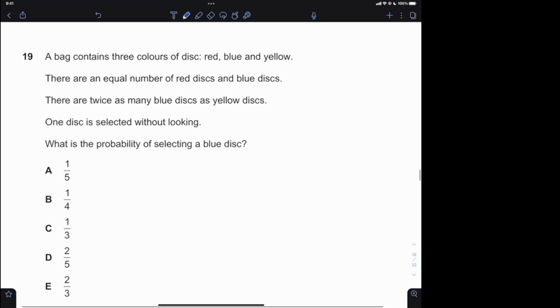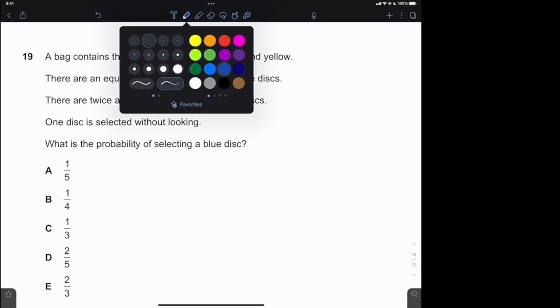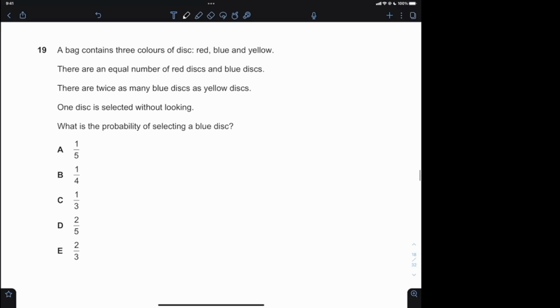So a bag contains 3 colors of disc, red, blue, and yellow. There are an equal number of red discs and blue discs. There are twice as many blue discs as yellow discs. One disc is selected without looking. What is the probability? Okay, so first of all, we should work out the total number of discs. If red and blue are equal numbered, and there are twice as many blue discs as yellow discs, then that means that yellow is going to be half of both red and of blue, because blue and red are equal.